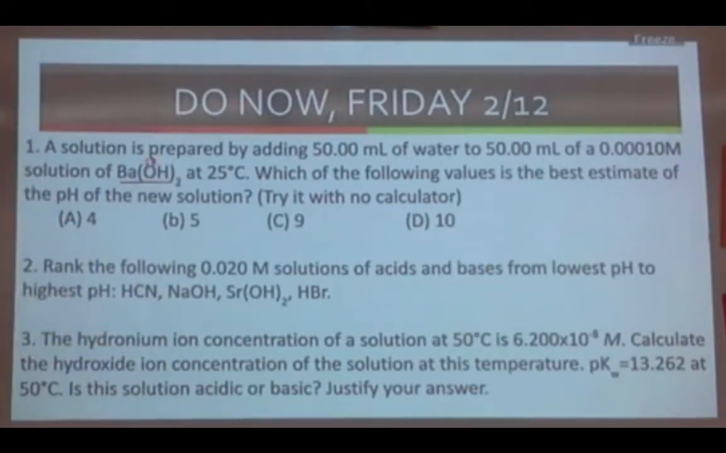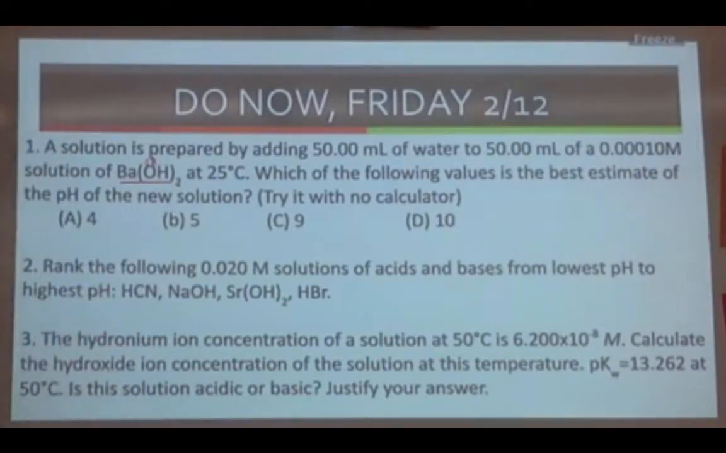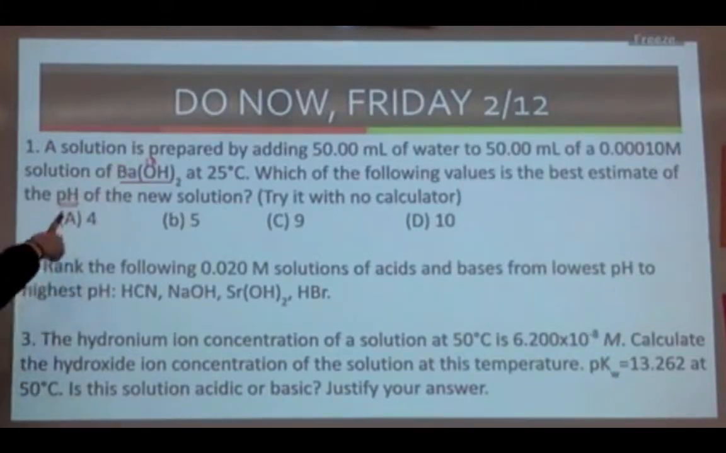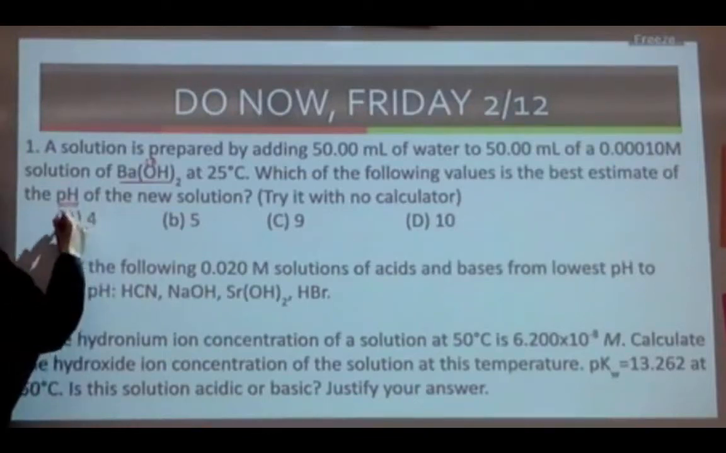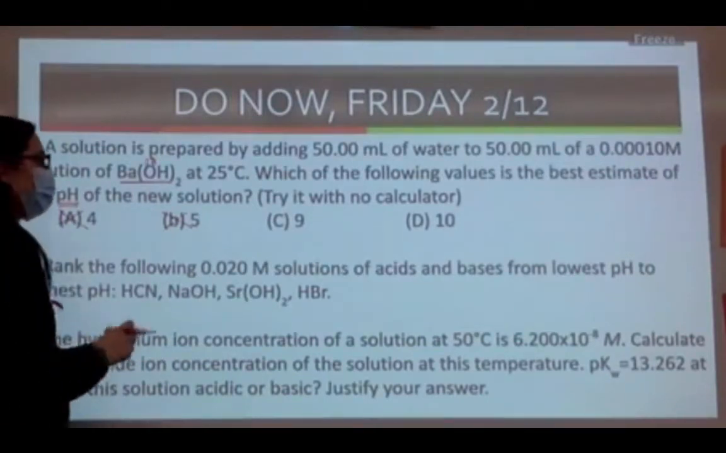So if barium hydroxide is a strong base, we can actually eliminate some of these choices because we're focusing on the pH. Well, if this is a base, whether it's strong or weak, if it's a base, the pH should be above 7. So I'm going to eliminate A and B. Right off the bat, I can eliminate A and B. Now, at least I have a 50-50 chance of answering this question. So now we're going to focus on finding the pH based on what they tell us.